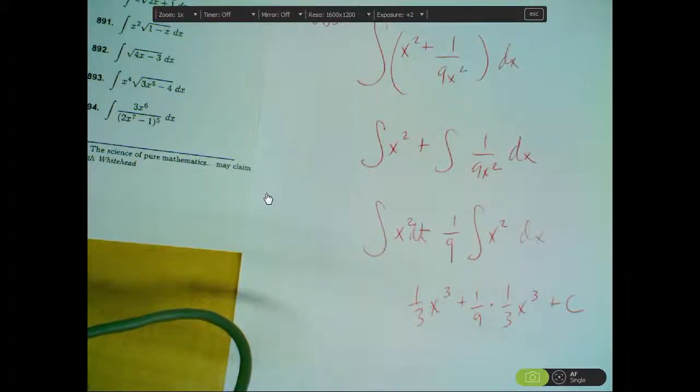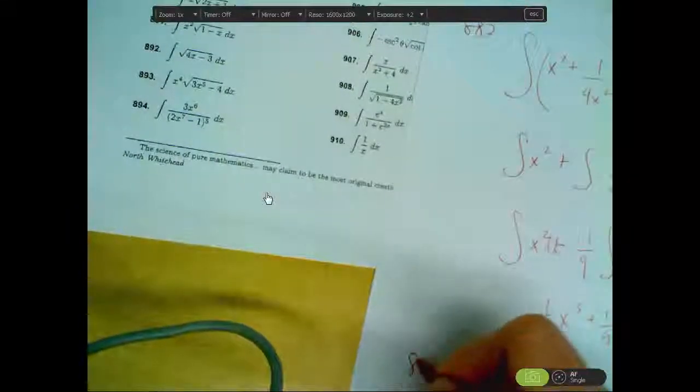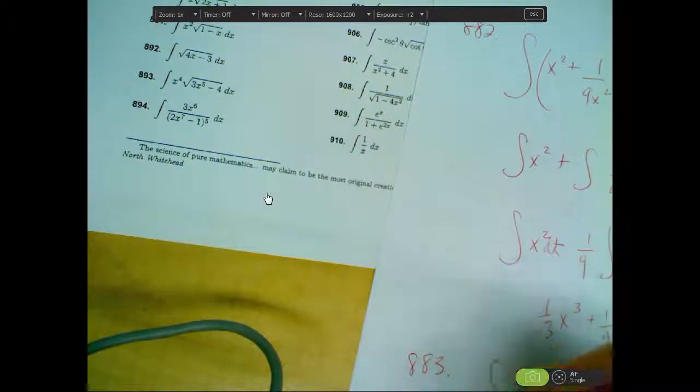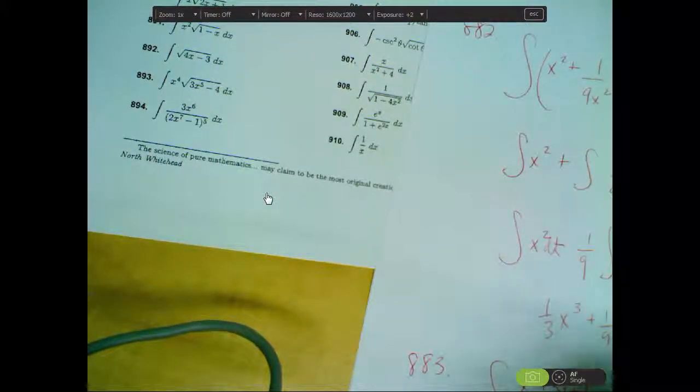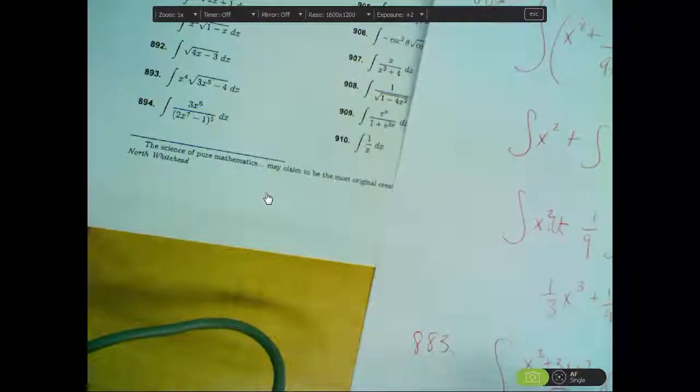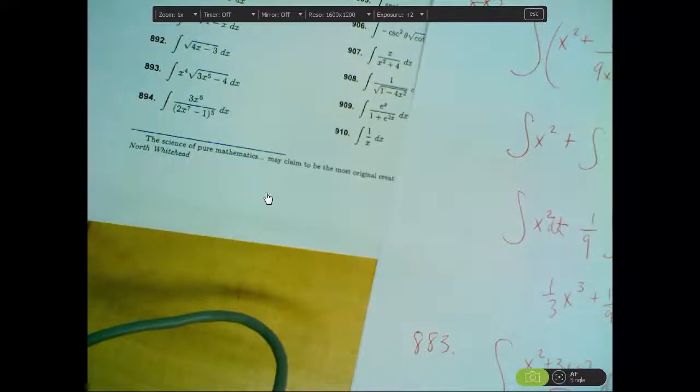883 you can do, I think, without u substitution. You just split them into, I'll show you. Split them into different integrals. It's just sums. X squared plus 3x plus 7 over root x dx. So the integral of x squared over root x plus the integral of 3x over root x plus 7 times the integral of 1 over root x. These are all dx.